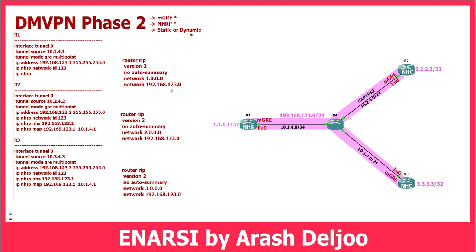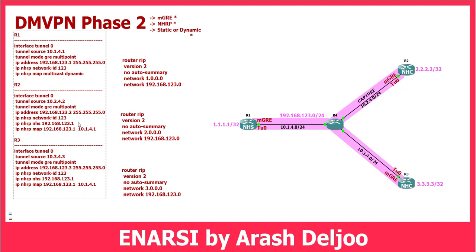IP NHRP. You know that here we are using IP NHRP map multicast dynamic in the hub router. Also here, you know that now we don't have a point-to-point GRE tunnel on router 2 and router 3. And also we want to send the RIP update, or the routing protocol update, with multicast packets. You need to enable it. Okay, how can we enable sending the multicast?